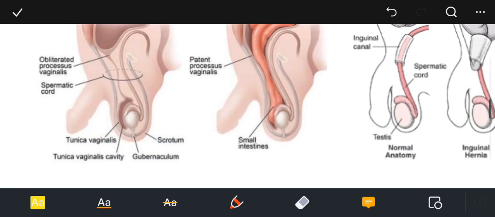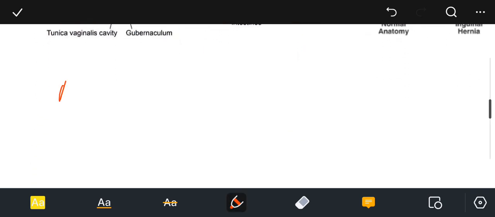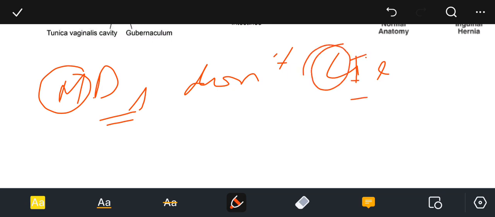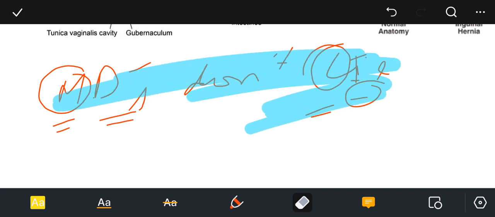There is a mnemonic: MDs don't lie. May you all become MDs one day. The direct inguinal hernia traverses medial to the inferior epigastric vessels, while the indirect inguinal hernia traverses lateral to the inferior epigastric vessels. So MD means medial ones are direct, and lie means lateral ones are indirect. Let me remove this one and then we'll go back to our discussion.